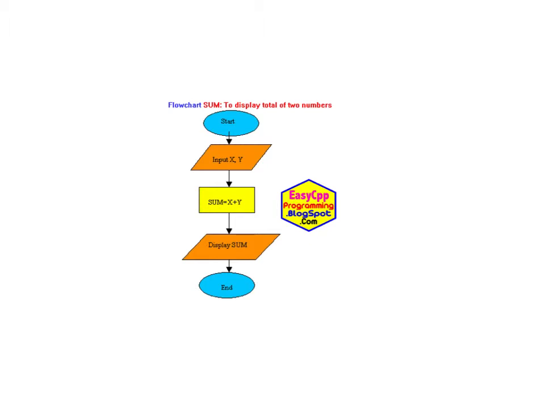Then, once you've got those two numbers, the next part of the program is to add X and Y. We don't need user input or data for this, so it's just a plain rectangle. Then, we want to display the answer. Now, inputs and outputs go in what? Yep, you're right, it's the parallelogram. So you put in there, display sum. And that is then nice and easy.